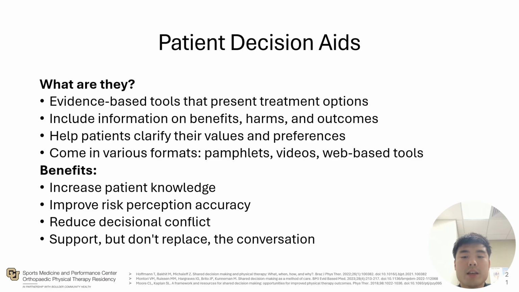Quality decision aids have several key components. They provide information about the health condition itself, describe all reasonable options, including watchful waiting when appropriate, present the benefits and harms of each option with probabilities when available, include exercises to help patients clarify their values and think about what matters most to them, and provide structured questions patients can use when discussing options with clinicians.